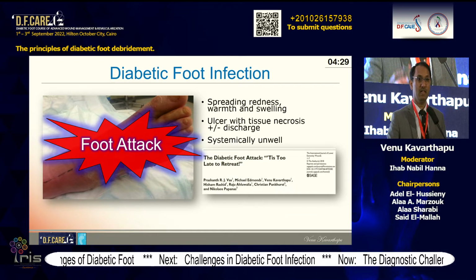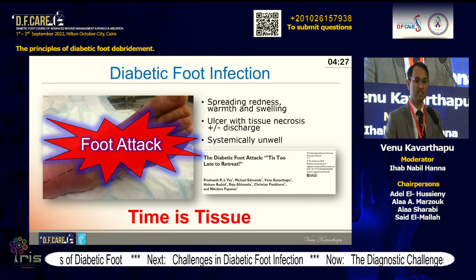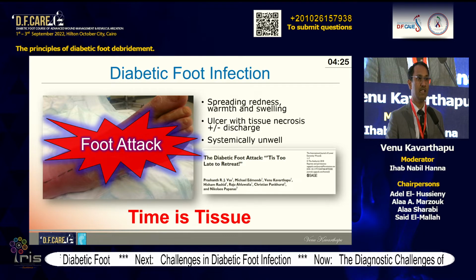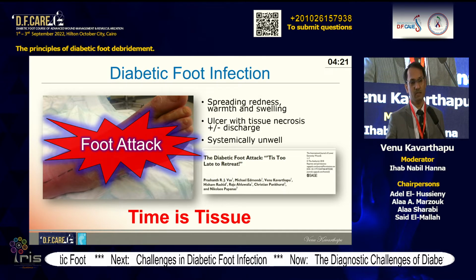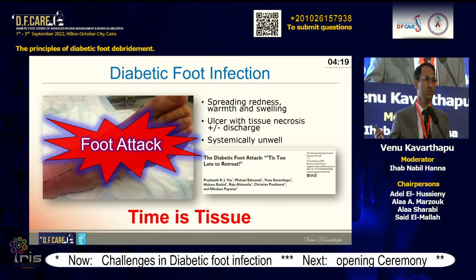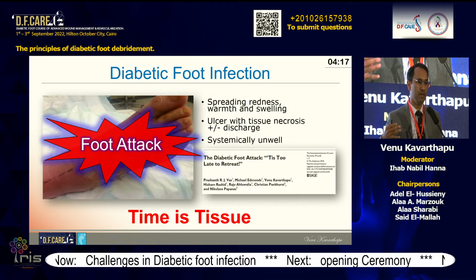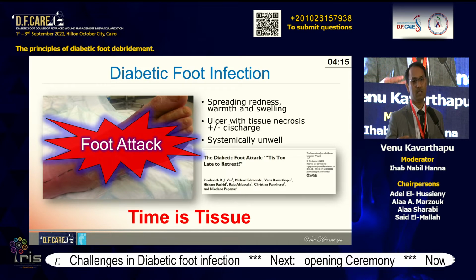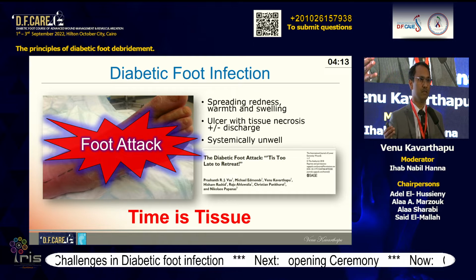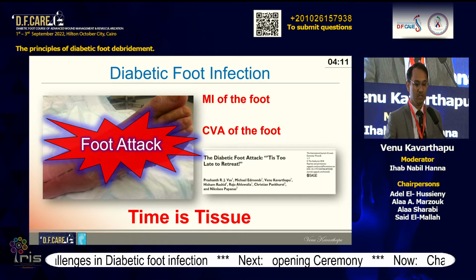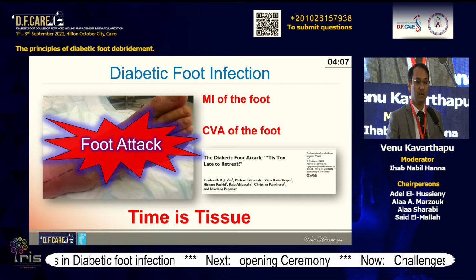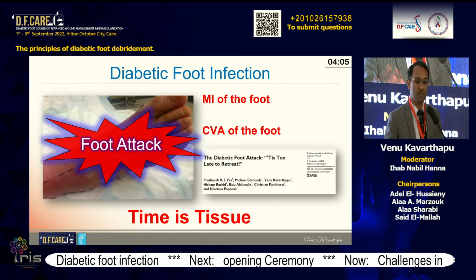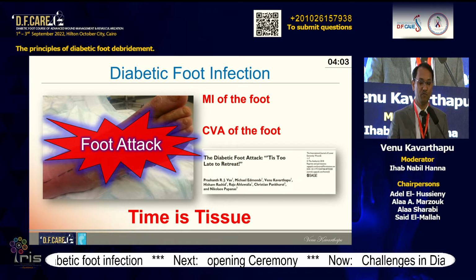And again, our team has written a very well recognized article on this. And here the time is tissue. And if you delay it for too long, yes, if there is time, you can do an MRI. And you should do an MRI, but surgery should not get delayed. If there is time, you can do full vascular studies. But quite often, there's no time. So it is critical that we recognize this equivalent of an MI, cardiac MI, or a CVA of the foot.